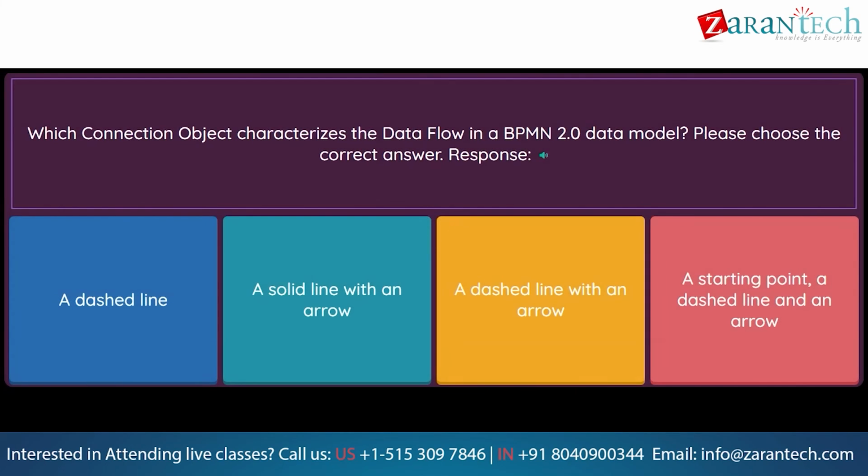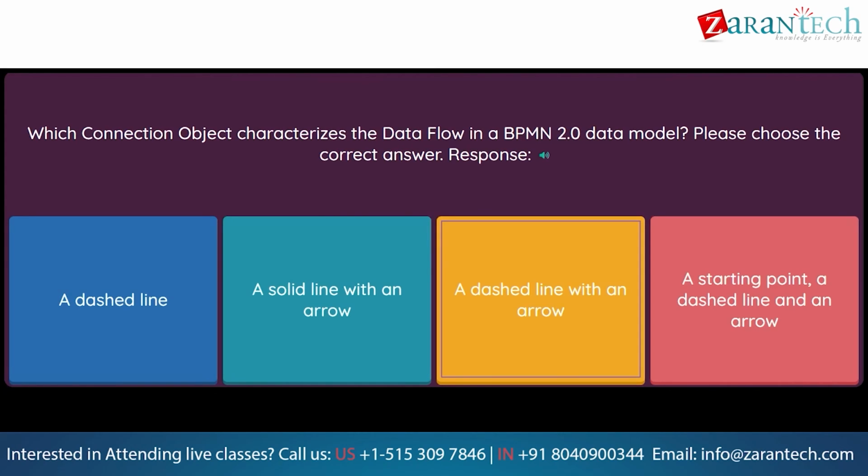Question: which connection object characterizes the data flow in a BPMN 2.0 data model? Please choose the correct answer. Response. Option 1 a dashed line. Option 2 a solid line with an arrow. Option 3 a dashed line with an arrow. Option 4 a starting point, a dashed line and an arrow.